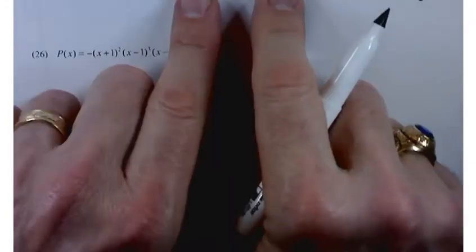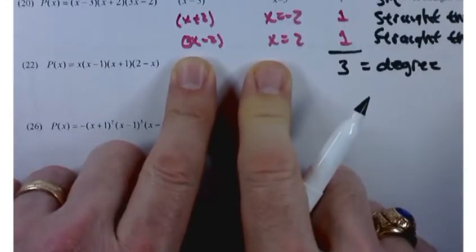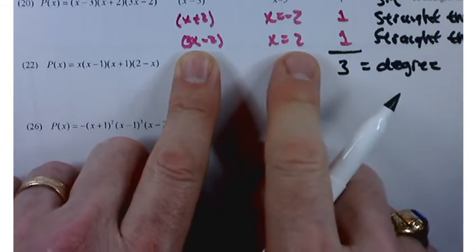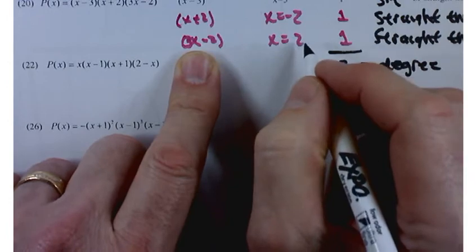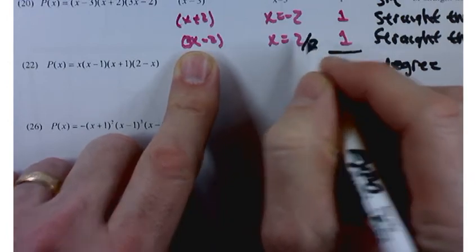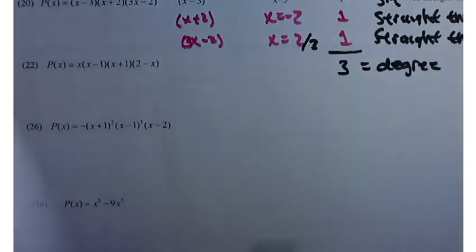You know what? I cheated here. I was wrong, too. I put x equals 2. Yeah. What should the root be? 2/3. Thank you. Okay.